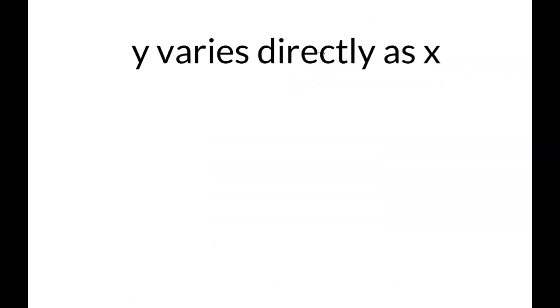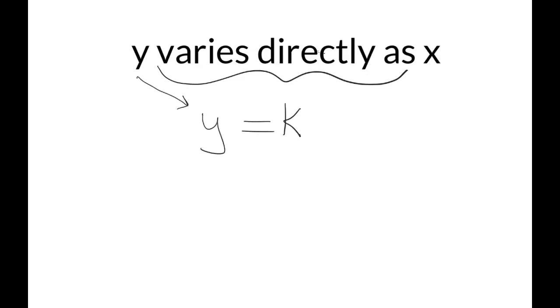Now let's look at how you translate the phrase y varies directly as x. This phrase right here, every time you see that, you're going to translate it as equals k. So in this case, it says y varies directly as x. So you're going to write y equals k times x. So let's look at a few examples.